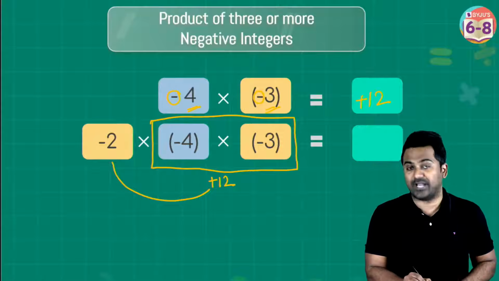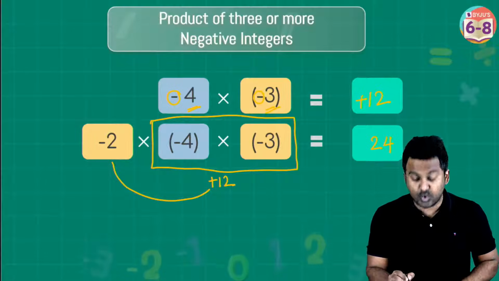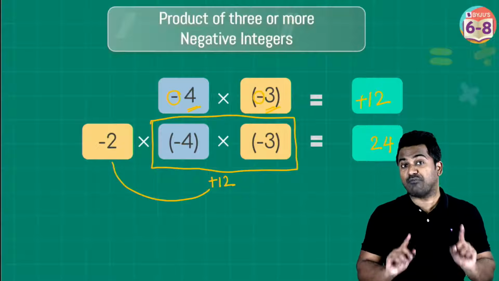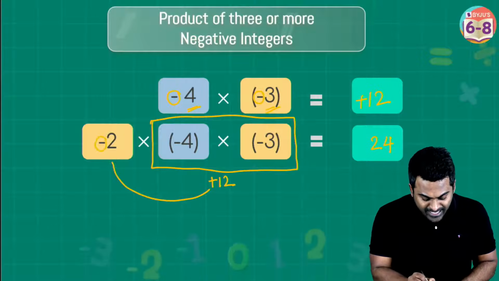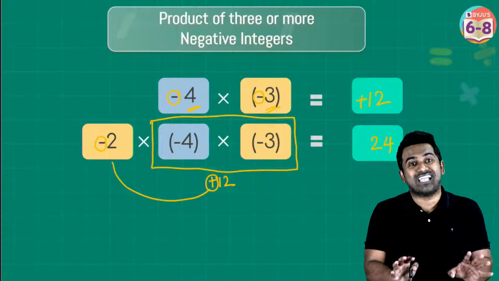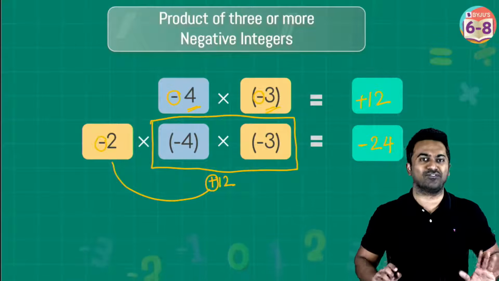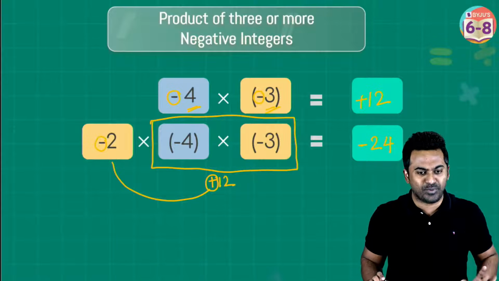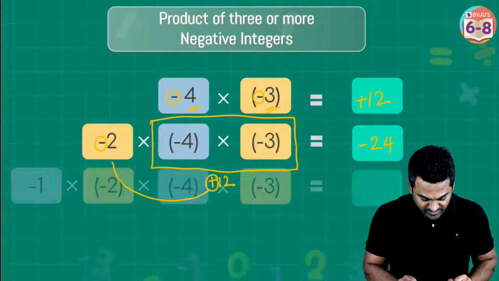So 2 multiplied with 12, the answer is going to be 24. That was simple. And now focus on the signs. Look, one is negative and the other is positive. So different signs means I will put a negative here. That's it, right? Very simple, very good. All of you are giving the correct answers here.